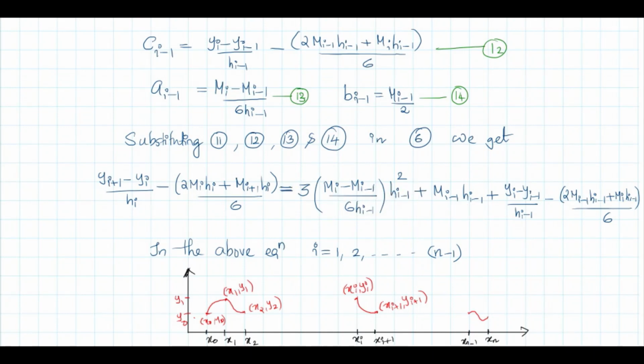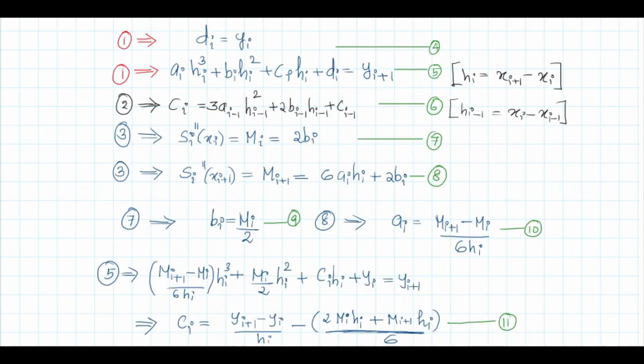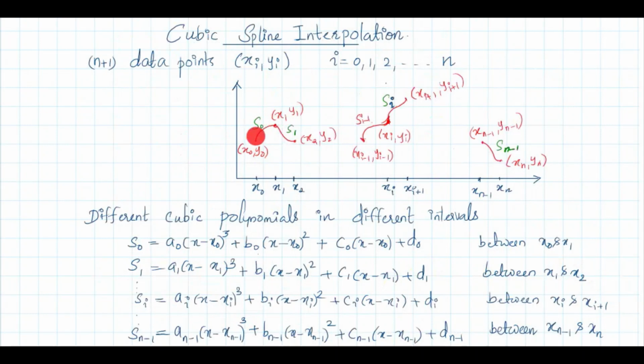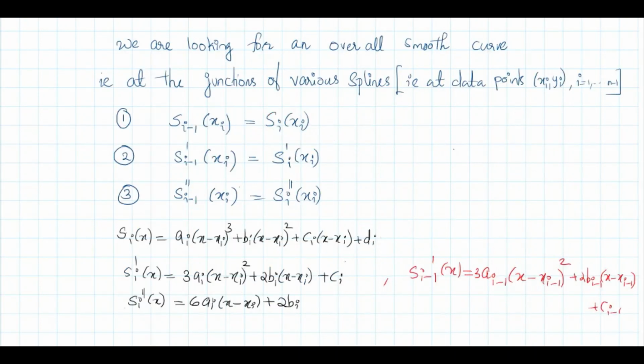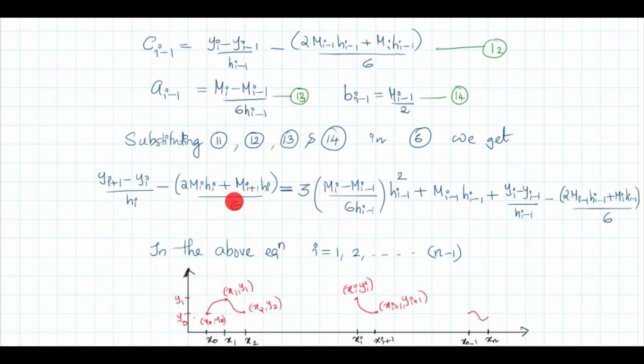In the above equation, what values can I take? I can take values only from 1 to n minus 1. I cannot be 0, because if i is 0, that will result in the quantity m_{-1}. m_{-1} is not defined, because m0 is the starting one. What is m0? m0 is the second derivative of s0 evaluated at x0. m1 is the second derivative of s0 evaluated at x1. So m_{-1} is not a defined quantity. Therefore, in this equation, i can take values from 1 to n minus 1.